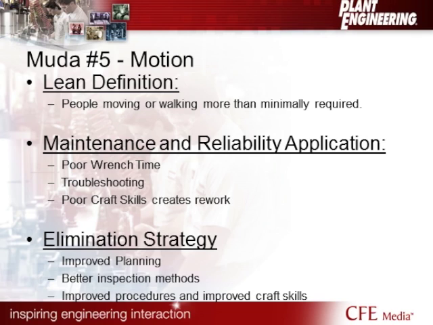Muda number 5 is motion. And in the lean definition, this is people moving or walking more than is minimally required. And some of the things that I think about, and I mentioned them a few minutes ago, for us in the maintenance and reliability world, this is poor wrench time. It's excessive troubleshooting. It's poor craft skills that create rework.